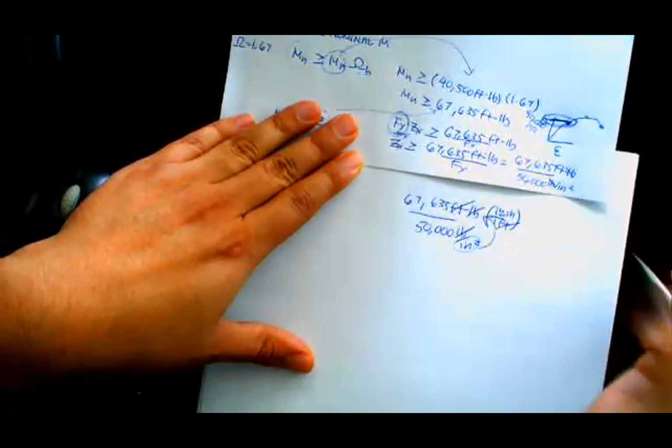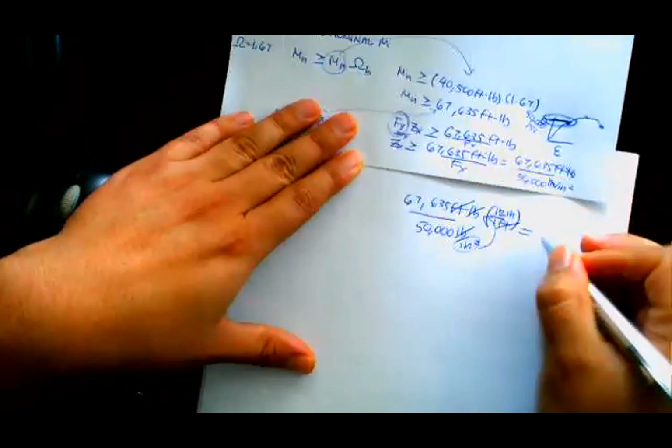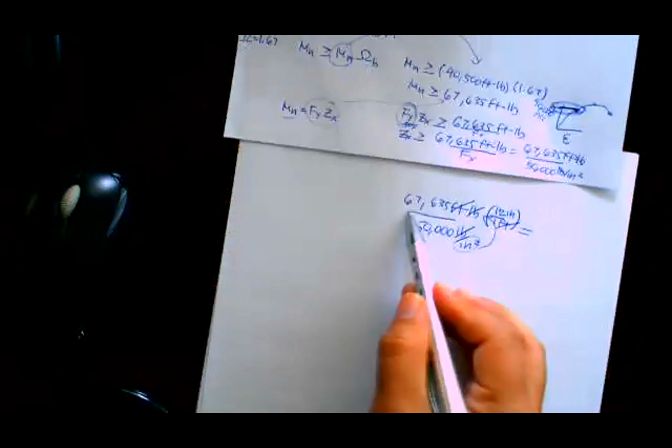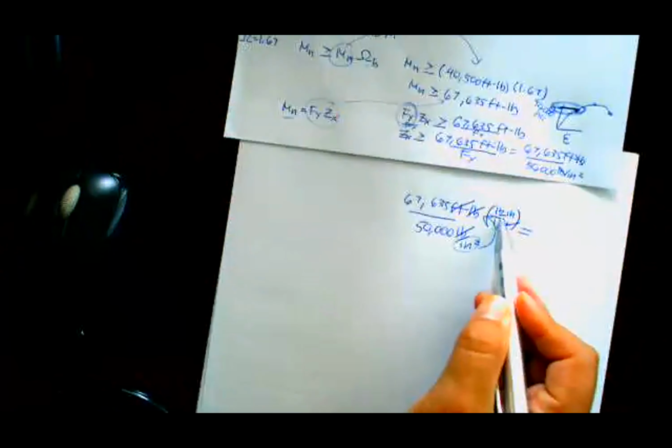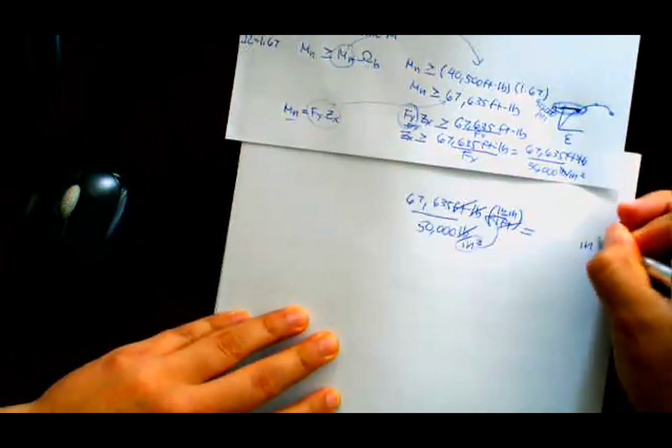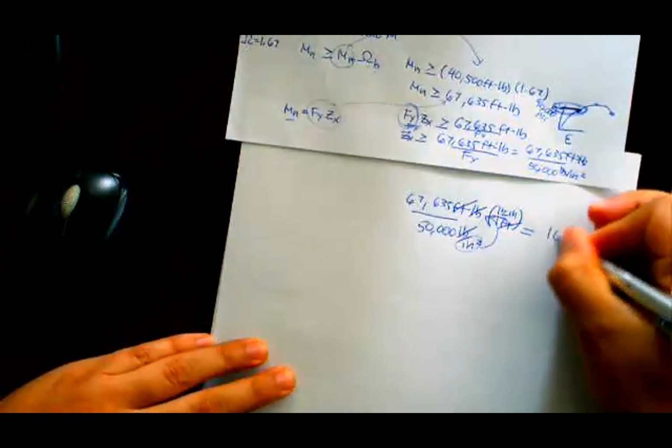The feet reduce. I'm going to calculate this entire problem out. So 67,635 times 12 divided by 50,000. My units are going to be inches cubed. I multiply that out and I get 16.2. If you're using exact values, technically you will get something slightly different. And again, this goes back to the fact that I shouldn't be using rounded values, but I did.